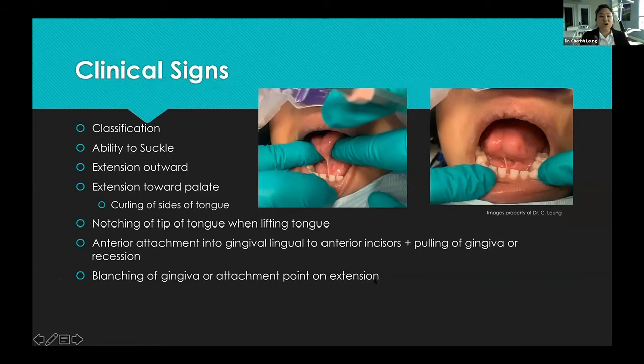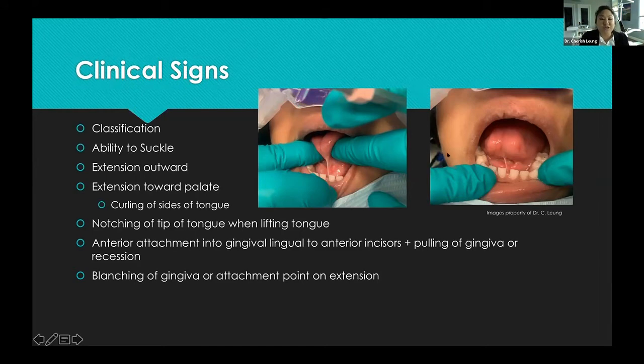You want to see if the tongue curls upwards as you extend it out. I'll show you in a minute, but when you put the tongue out all the way, if the sides curl up, that's a sign that something's going on because it's really tight. So the tongue just curls up automatically instead of going out and flat all the way.